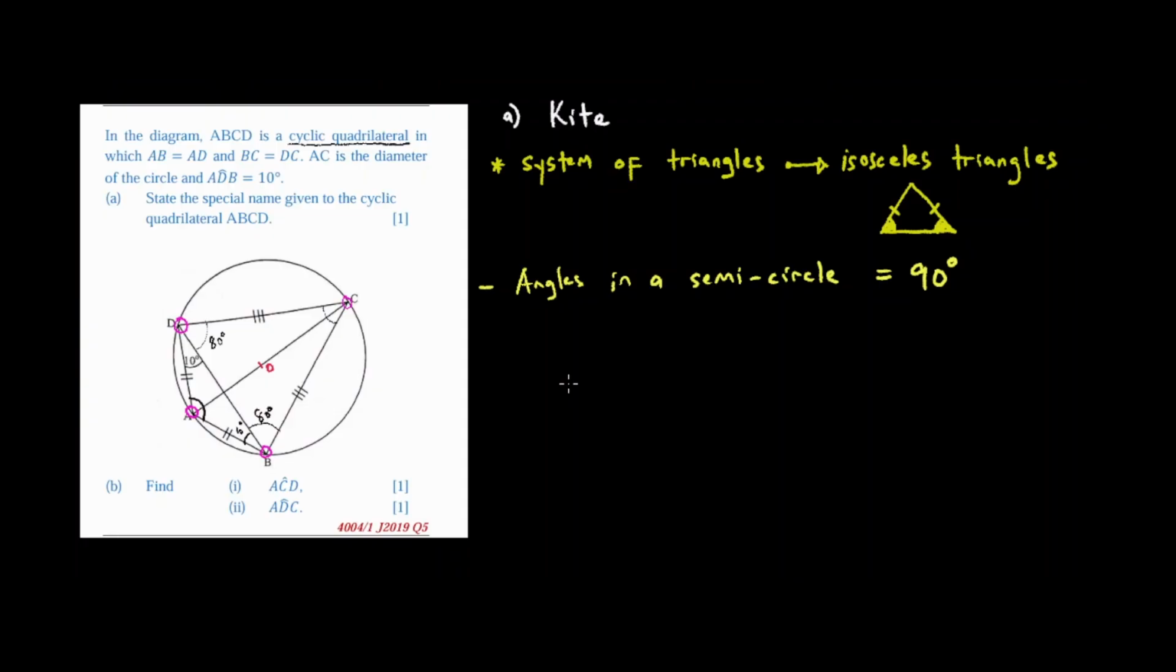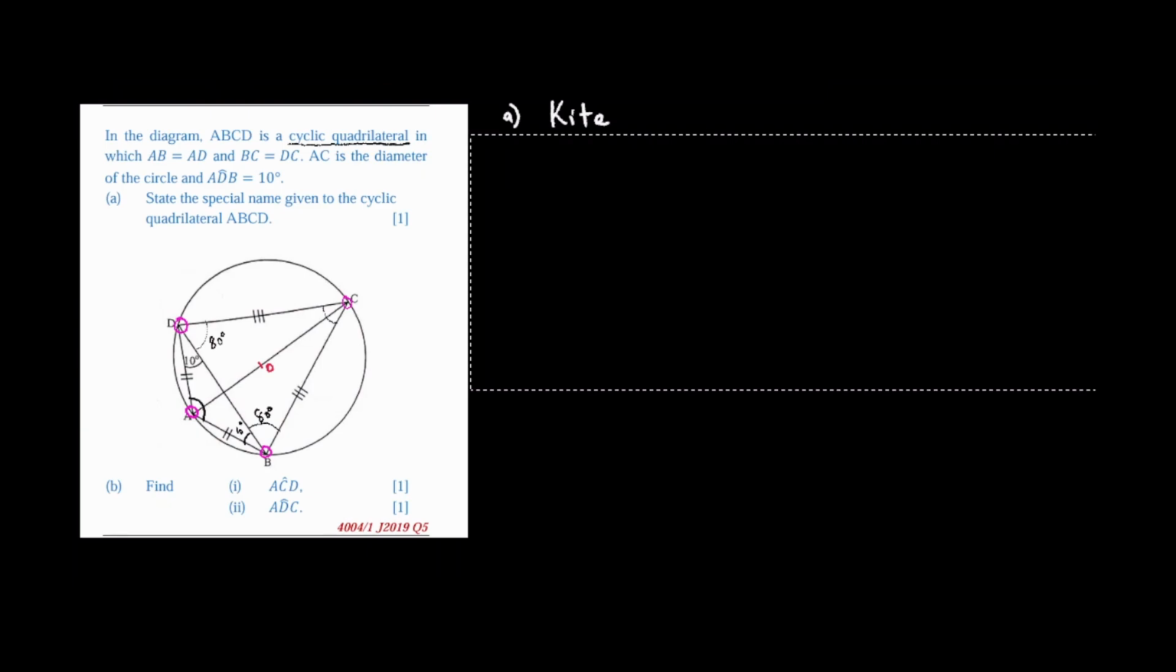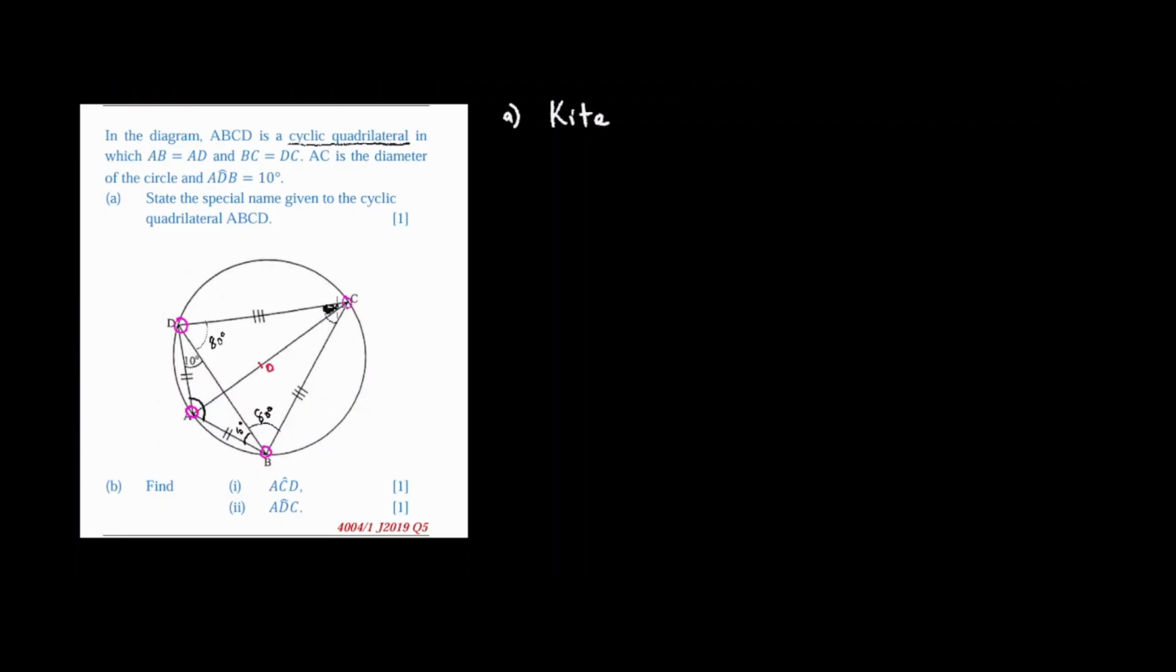Before we look at the question, let me remove this part which is not part of my answer. When it comes to looking at the question, it says find part 1, ACD. So A, C and D. It's ACD. I'm going to shade the angle that is required. This is ACD. How are we going to find angle ACD?